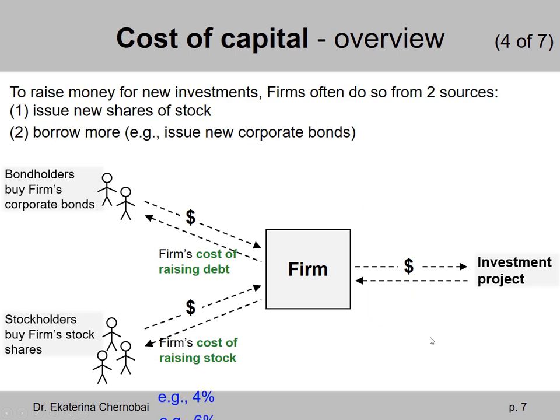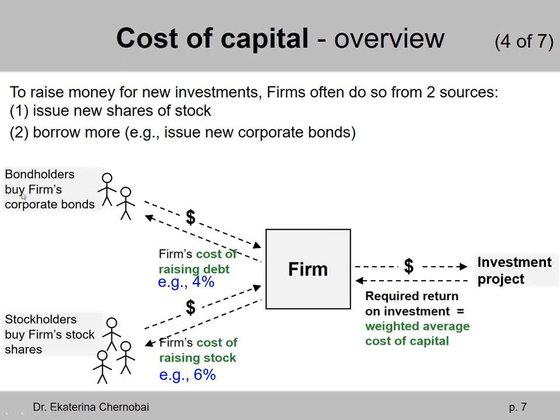Let me give you an example. Let's say bondholders pay $100 to the firm to buy the firm's bonds. In return, every year, the firm needs to pay back 4% of the money that came in, right? So it needs to pay coupon payments, those kind of things. Similarly, for stocks, when investors pay money to buy the firm's shares of stock, the firm is now required to pay back, let's say, 6% of that amount every single year.